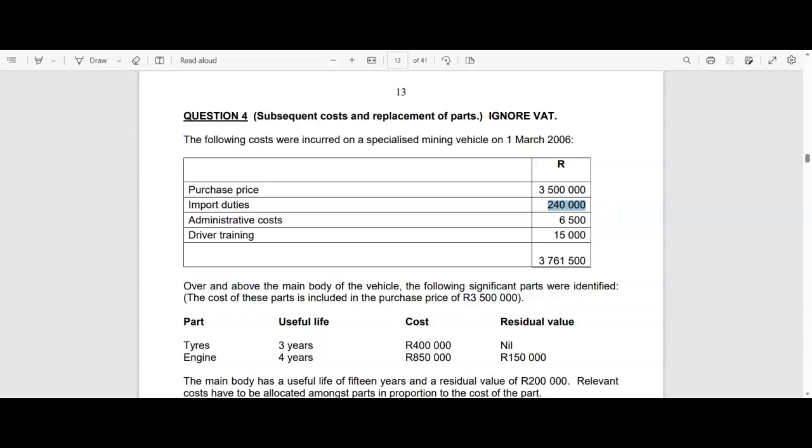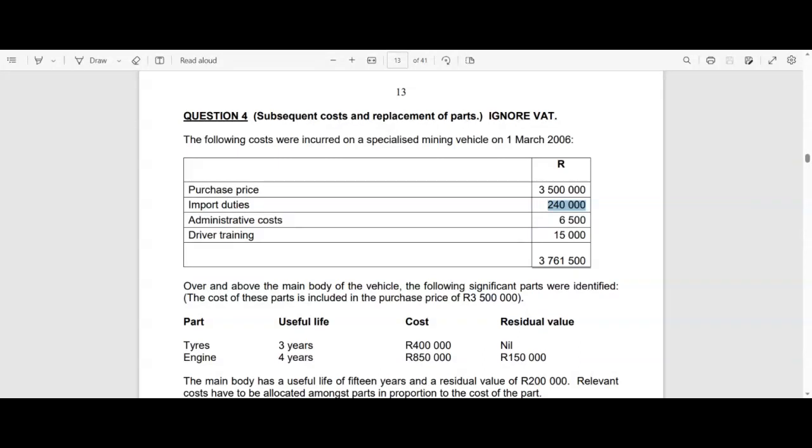Does it play a significant role in the location of that specialized mining vehicle? And there the answer, and I know this sometimes sounds a little bit strange, but I'll do my best to expand on it. There the answer is actually yes. It does play a significant role in the location of the asset. Because, ladies and gentlemen, if you do not pay the import duties, that specialized mining vehicle is going to be stuck and it is going to be retained by the customs official in the customs warehouse, right?